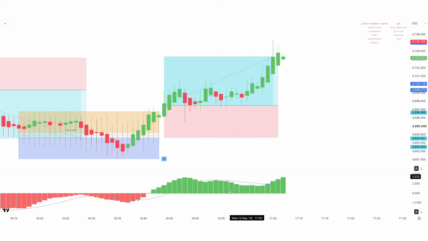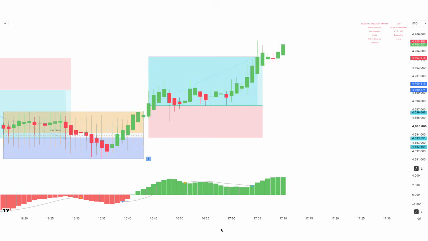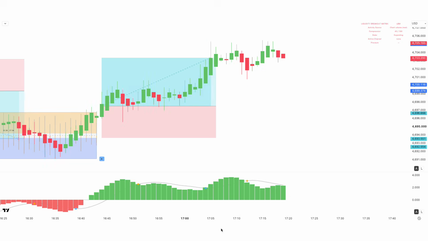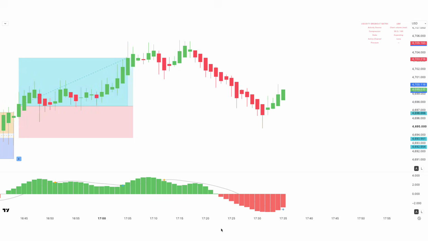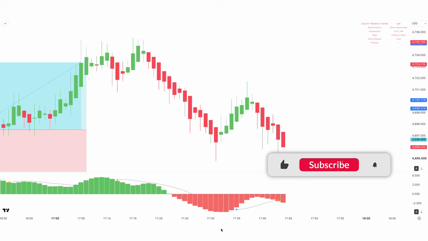Now it's your turn to test this indicator on your own charts. Don't just take my word for it. Apply it in different market conditions, combine it with proper risk management, and see how it fits into your trading style.